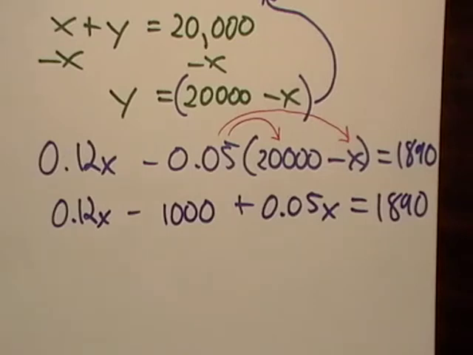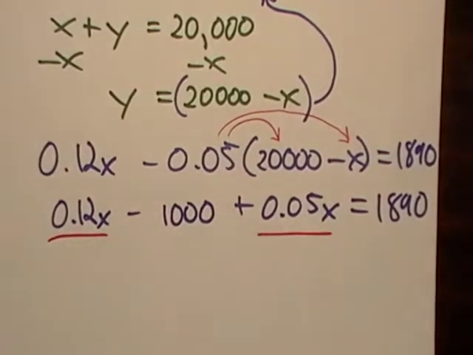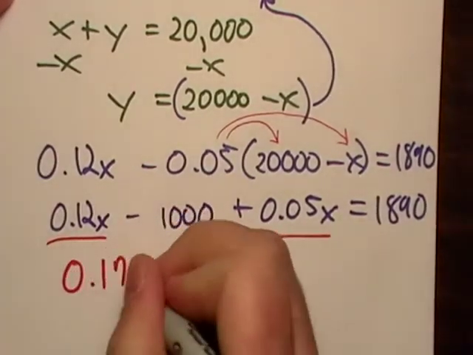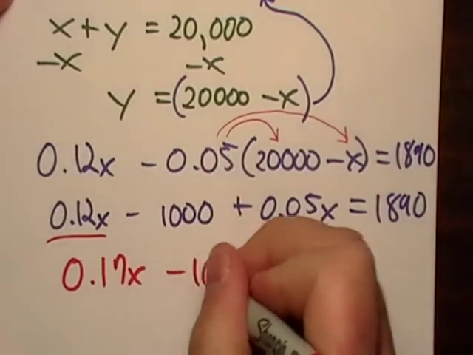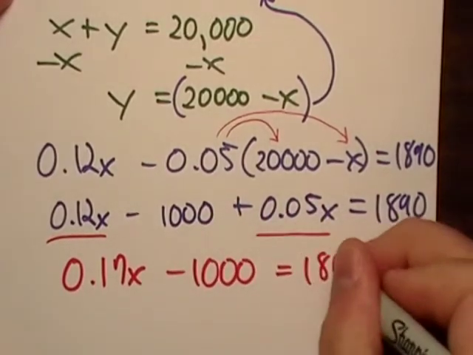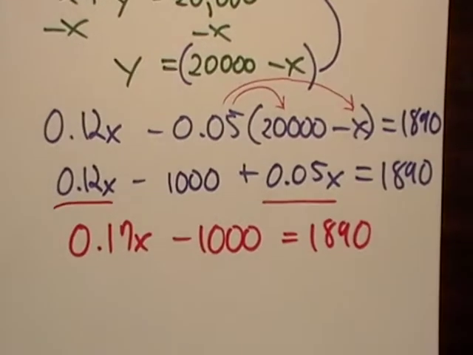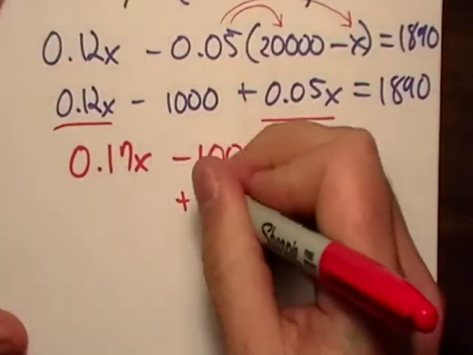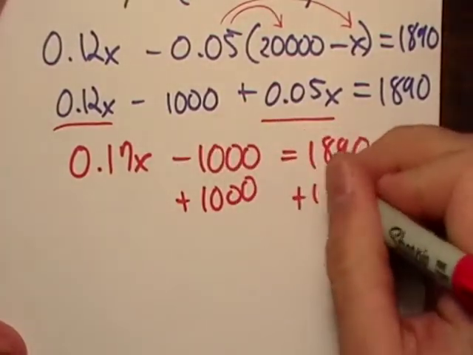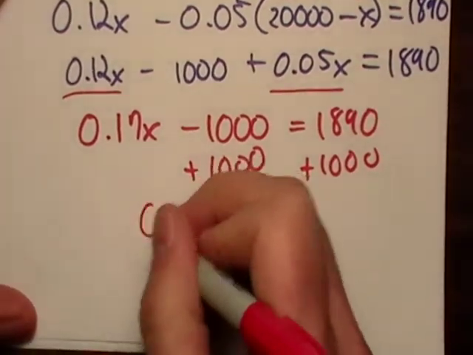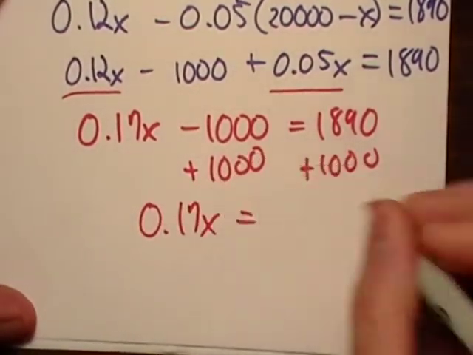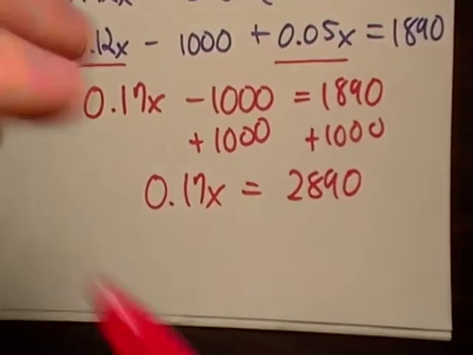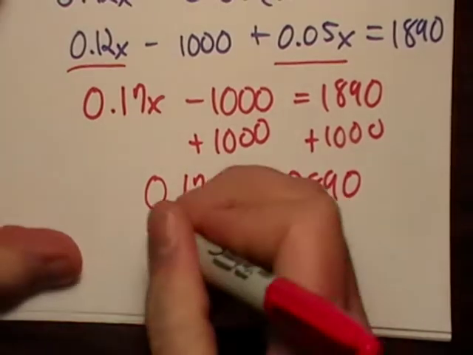Okay. Now notice we've got two like terms right here, so let's go ahead and combine those. I think I can do that one in my head. Now we've got a pretty straightforward equation, just like our beginning stuff. It looks like 0.017x is equal to 2890. Now all we have to do is solve for x.